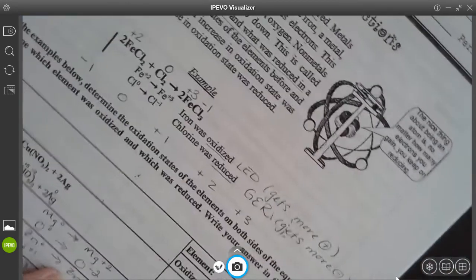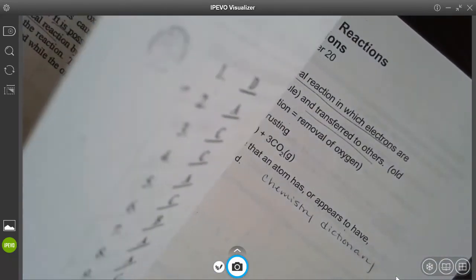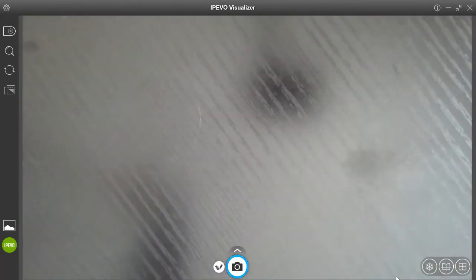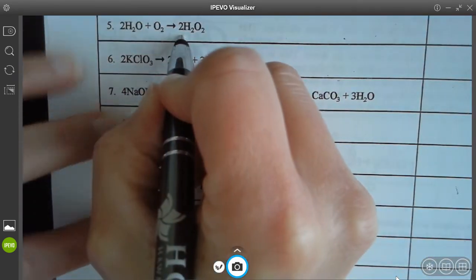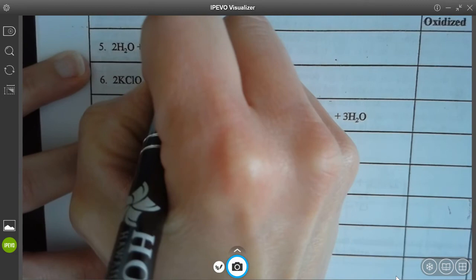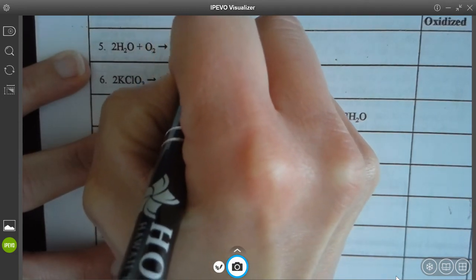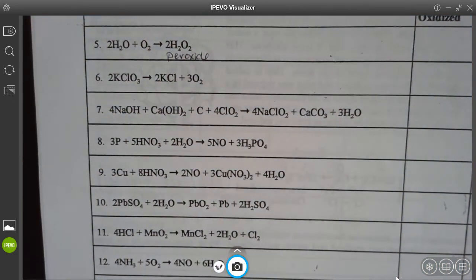Okay, one more tidbit here. This is hydrogen peroxide. Okay, so check your rules on that.